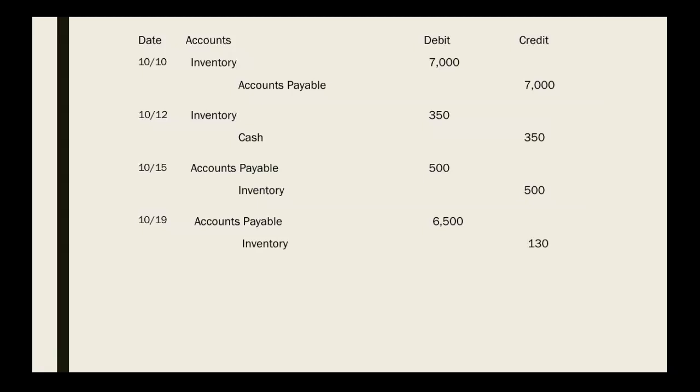Now, our last account, we're paying Taylor Company in full, which means that our cash has to decrease. And so we credit our cash for $6,370. We get that by taking the $6,500 that we owed minus the $130 discount, giving you $6,370 for your cash amount.